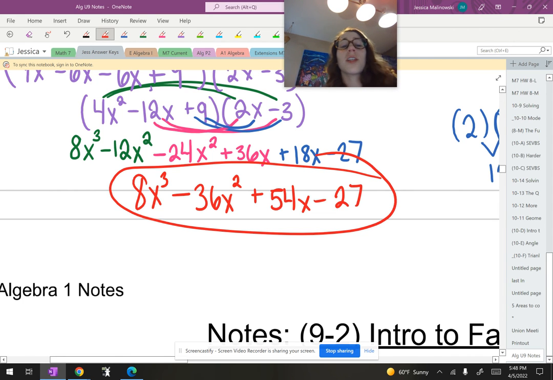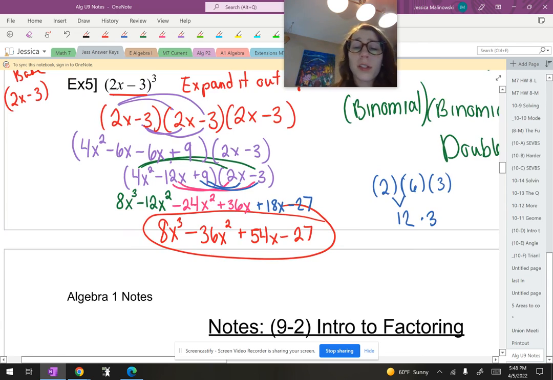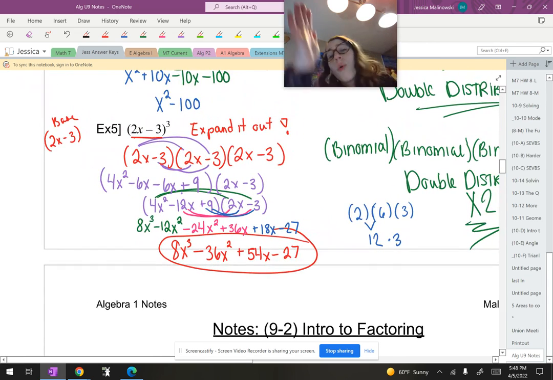For our final answer, in simplest standard form, exponents are ordered, no like terms. We're good.